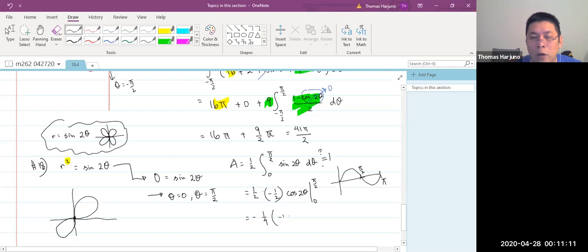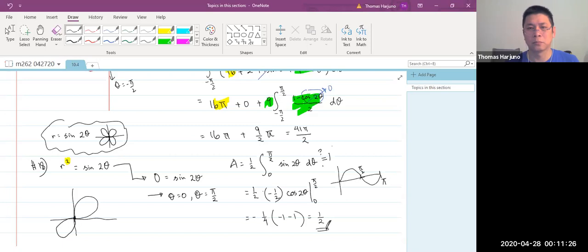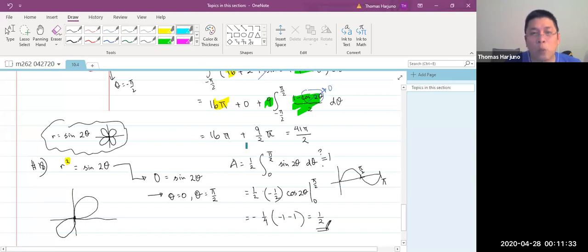That's negative 1 minus 1. Oh, sorry, that should be positive 1/2, not 1. Oh yeah, the area here is 1. But I forgot the 1/2 in front of that. Okay, 1/2 times 1. Okay, now we get it.